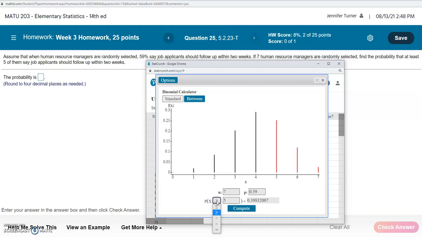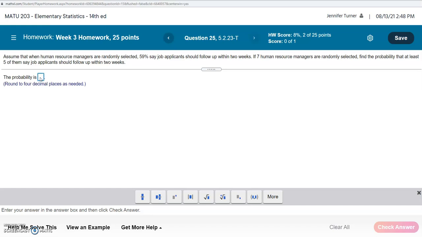Notice here, if you needed to, there's all these different options. You could have had greater than or equal to. You could have had strictly greater than, which would mean more than 5, not including the 5. You could have equal to, exactly, or you could have less than or equal to. So there's all kinds of options there depending on what the question says. But in any case, once you're done filling those in, the probability will be here. So we're going to go ahead and copy that and paste it over here.